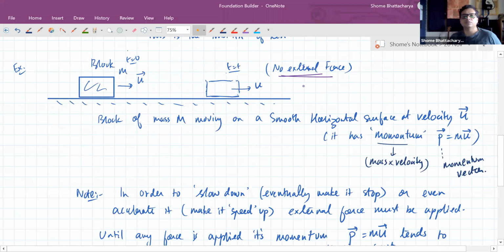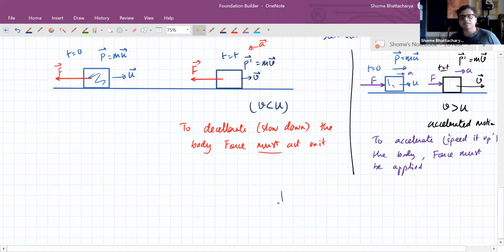When there's no external force, its momentum remains constant, or it has a tendency to continue in a state of uniform motion. So this property is collectively called the inertia of motion. These examples are showing us the property of inertia of motion.